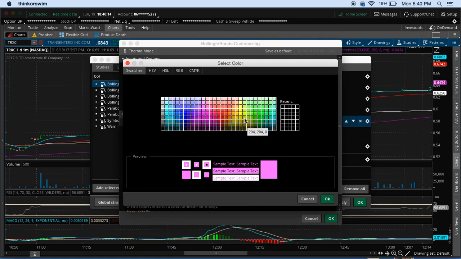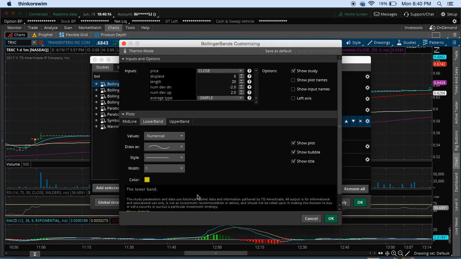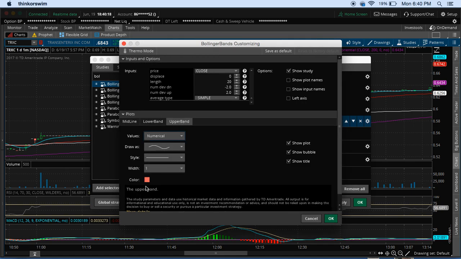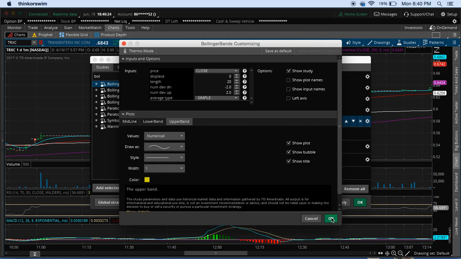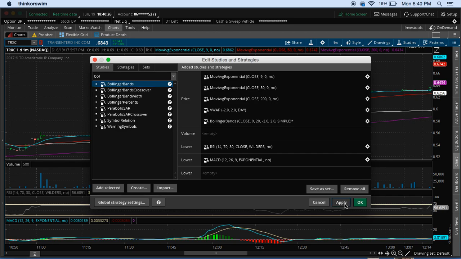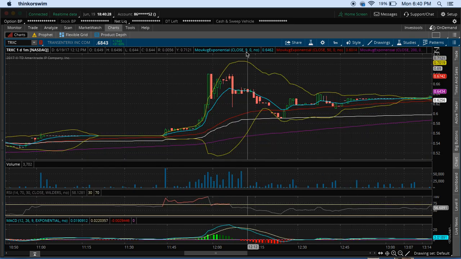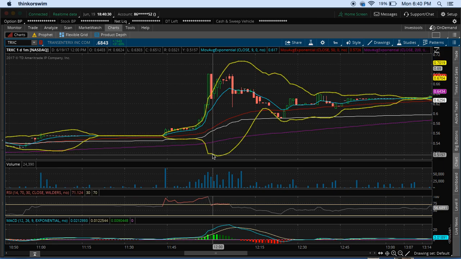You can change it into whatever color you like. You don't have to have them the same color as mine. I just like yellow. Click apply and hit OK. And now you see my Bollinger Bands, these yellow lines.